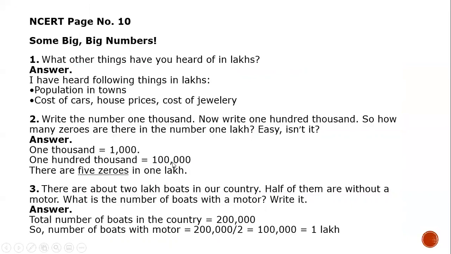Please place a comma at the correct position. There are about 2 lakh boats in a country. Half of them are without a motor. What is the number of boats with a motor? Write it. Not so difficult. We know the number of boats in the country is 200,000, 2 lakhs. The number of boats with a motor is half of the boats. So if there are 2 lakh boats, the number of boats with a motor is half of 2 lakhs, that is 1 lakh.